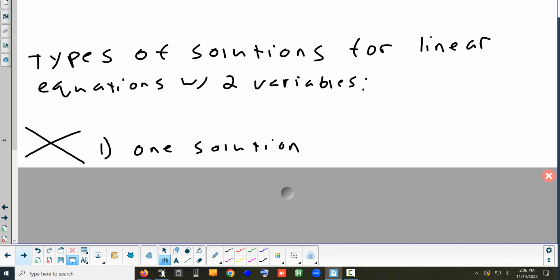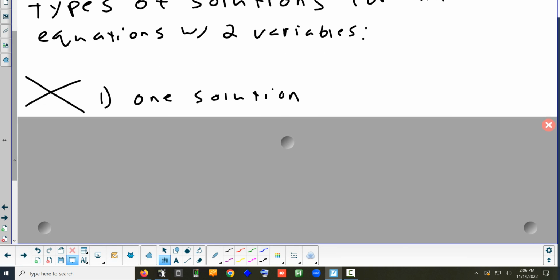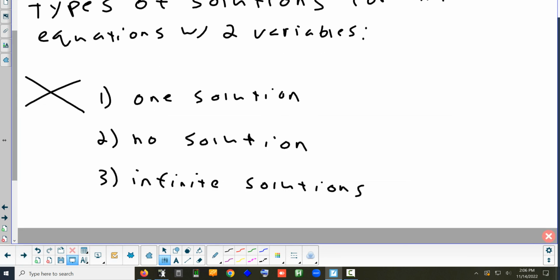What else could happen if you draw 2 lines besides crossing in one spot? They could be the exact same line, so they could be right on top of each other. And what would that look like if you drew them? Parallel. So this is really the three things that can happen with lines. The first problem we did with the quadratic equation, that wasn't a line. But the last two we did were linear problems.